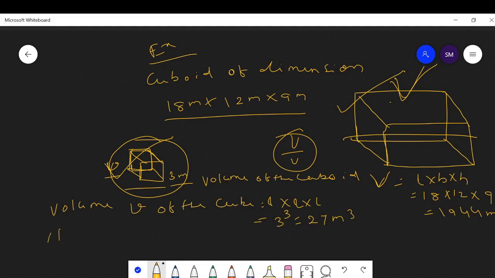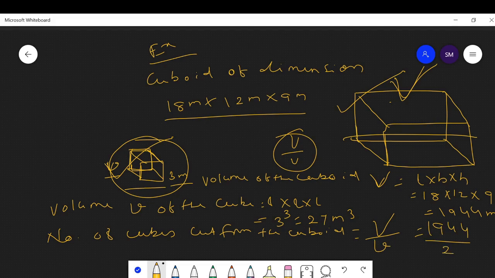Then the number of cubes cut from the cuboid is equal to capital V upon small v, which is 1944 upon 27. By dividing this, we get 72. Here 72 number of cubes can be cut from the cuboid.